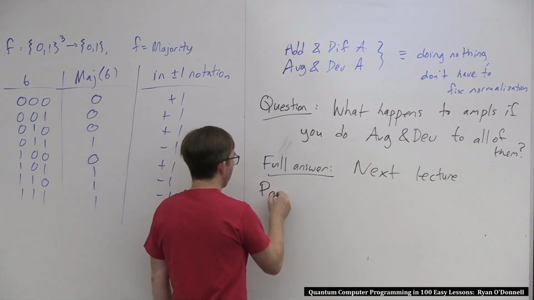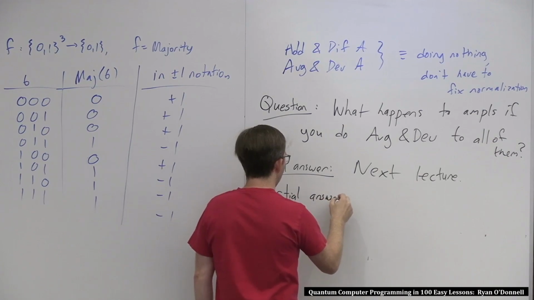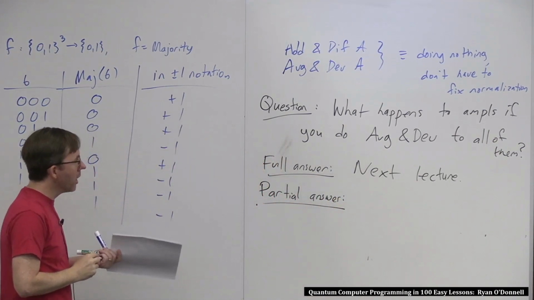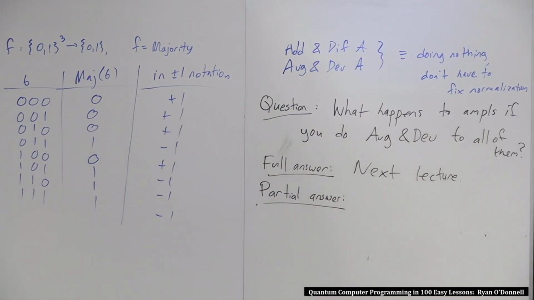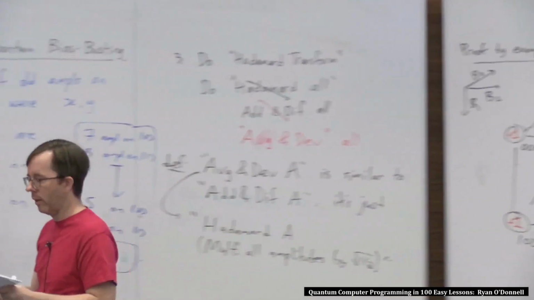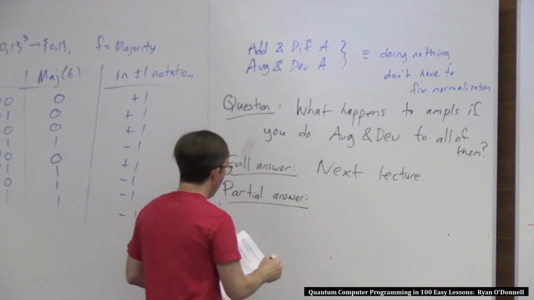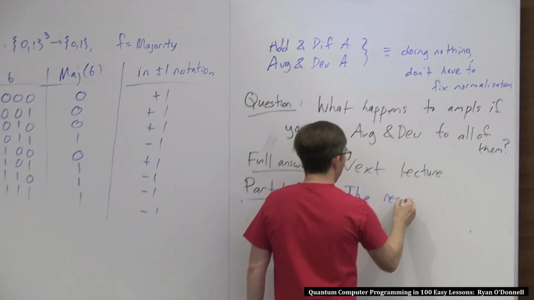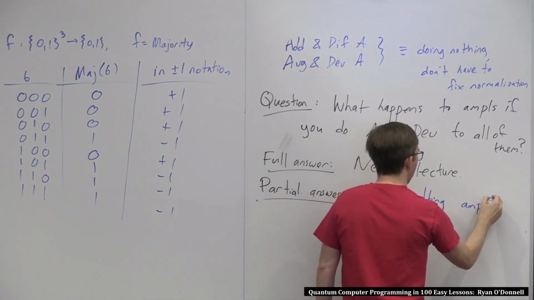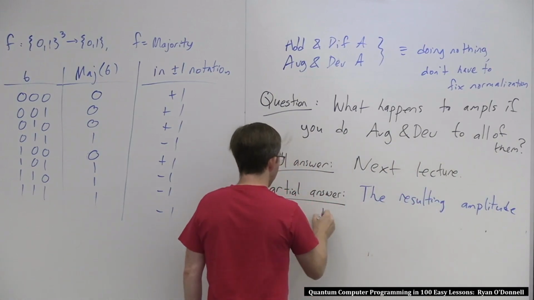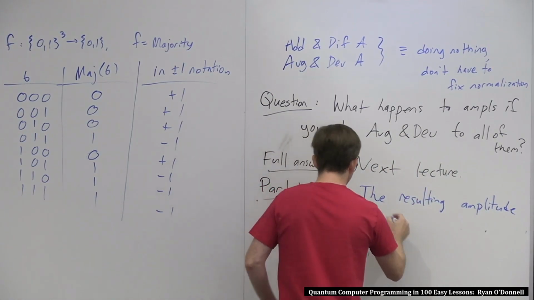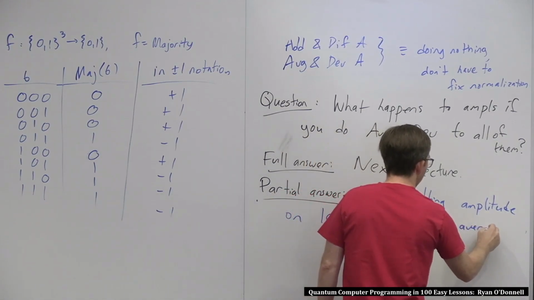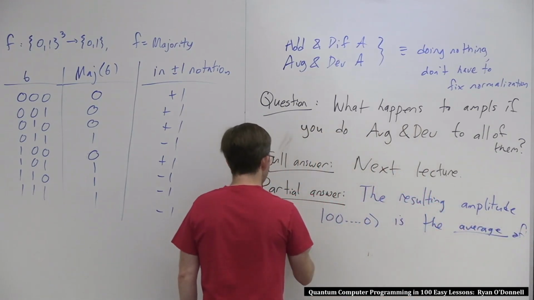But today, I want to give you a partial answer. Today, I'm not going to tell you, if you start in some state like this and do average and deviation on all the qubits, what all the new 2 to the n amplitudes will be. I will just tell you what the new amplitude on all zeros is. The reason I do that is because the new amplitude on all zeros has a very clear meaning. So a partial answer is that the resulting amplitude on the all zeros basic state is the average of all the plus or minus one truth table entries.